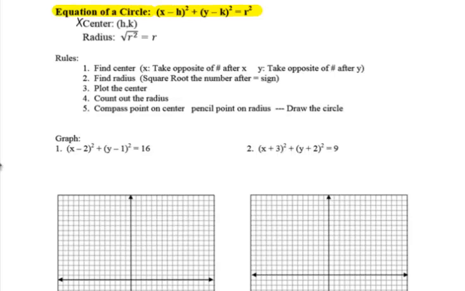We need to find the center, taking the opposite number after x and y. The radius is going to be the square root of r squared. Plot the center, count out the radius. We're going to use our compass points, north, south, east, and west. And then you're going to use a compass to draw the circle.